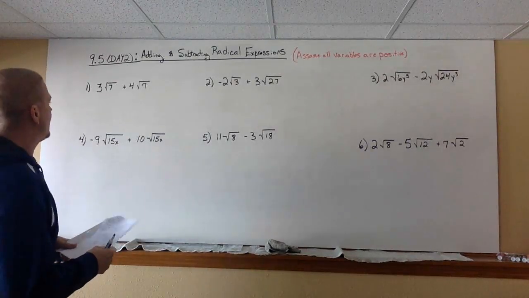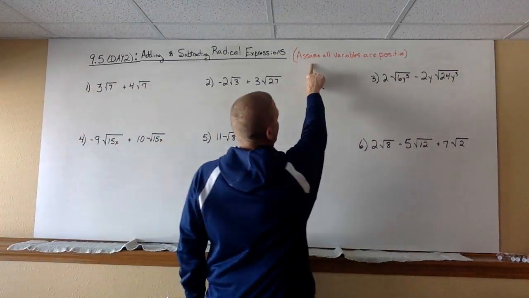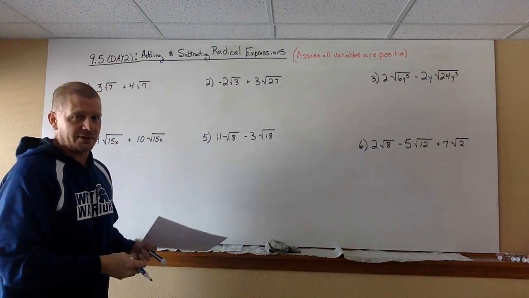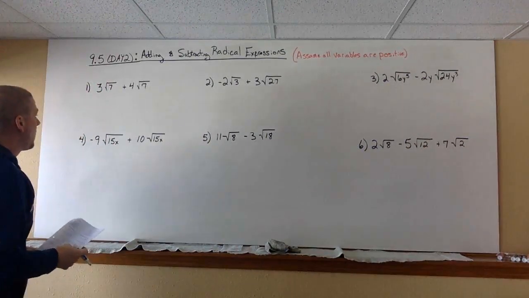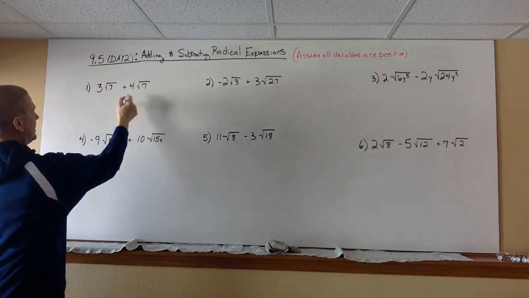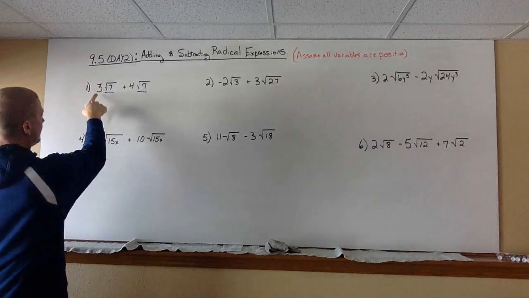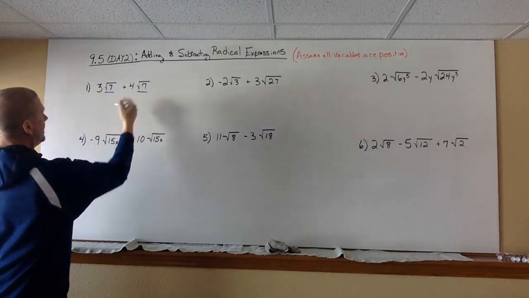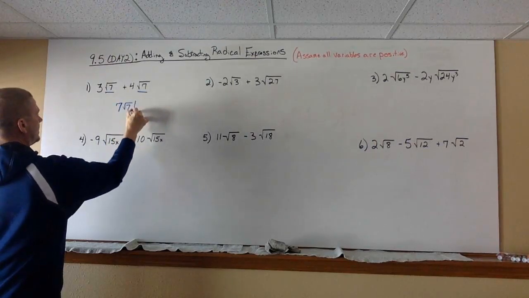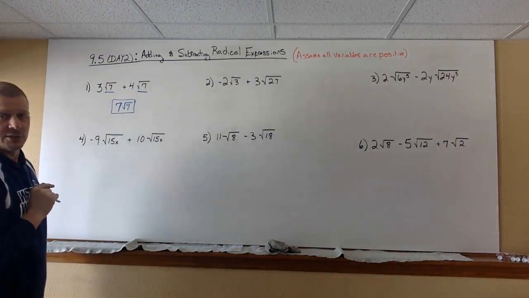Okay, I was able to fit 6 on here, adding and subtracting the radicals. Notice this one also says, assume all variables are positive, so we will not have to deal with any absolute values on any of these problems. If I take 3 square root of 7 plus 4 square root of 7, notice my square roots are the same. Because the square roots are the same, if I have 3 of them plus 4 more of them, I have 7 square roots of 7. And I'm simplified because there are no perfect squares in the square root of 7.